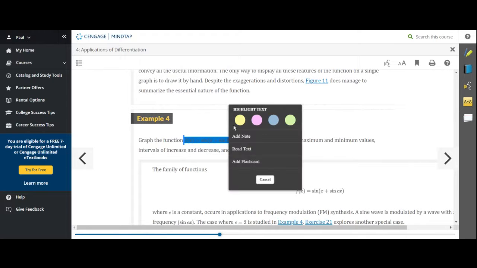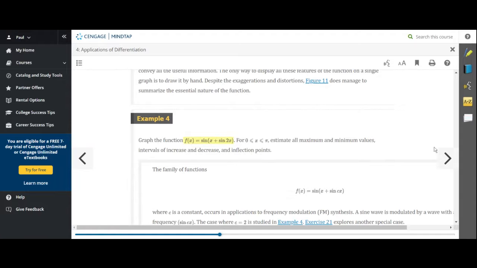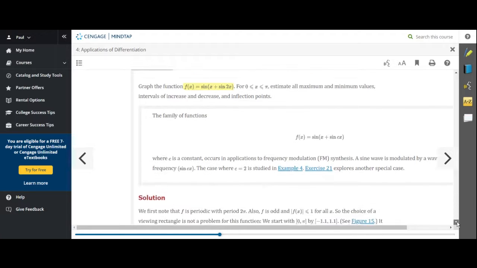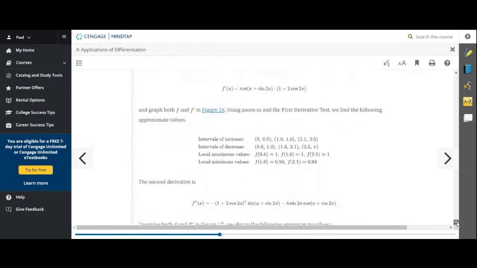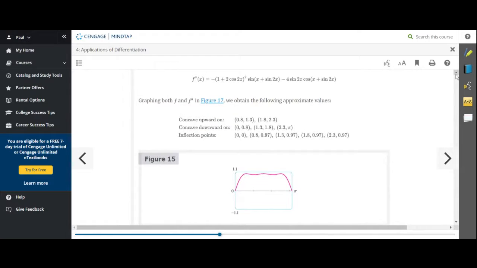I'm just giving you a guided tour. There's really not a whole lot more that I can say about section 4.4, except what I said. But here's the sine of x plus the sine of 2x. That's example 4. And they have this figure 15, where they graph the function, and it's a very interesting function.